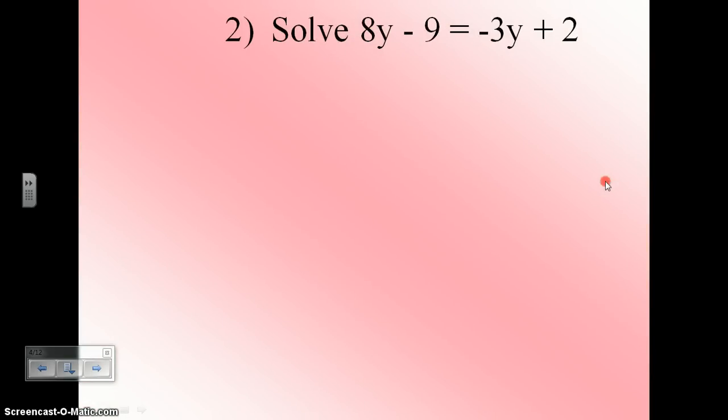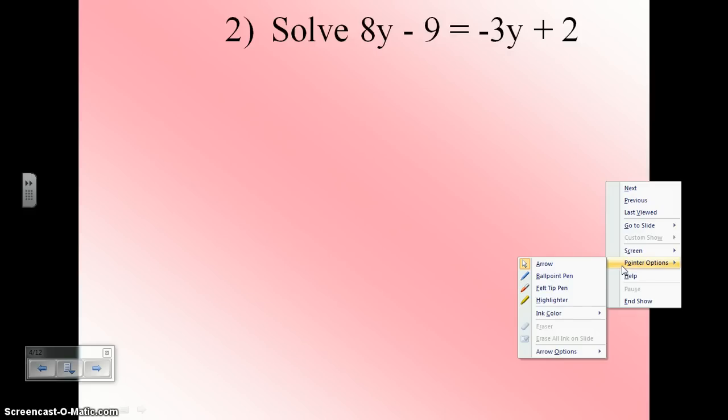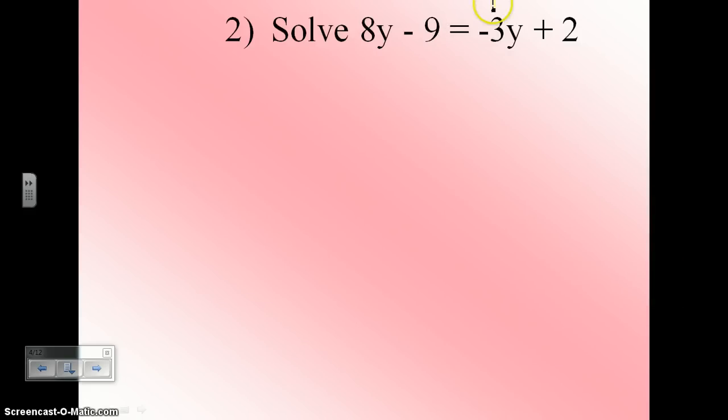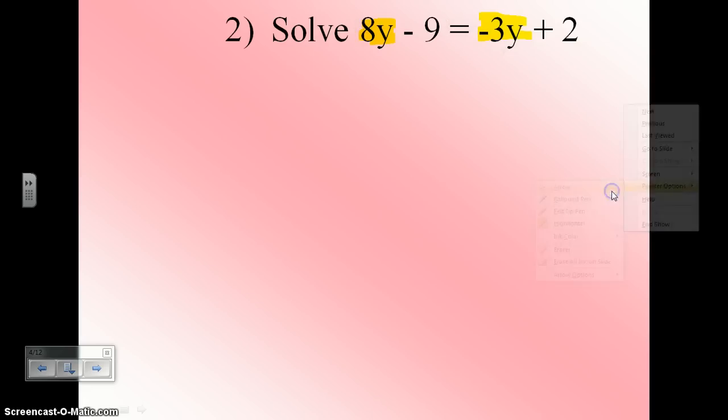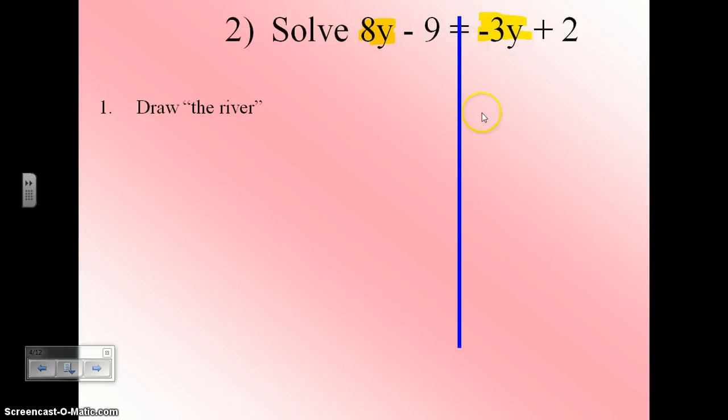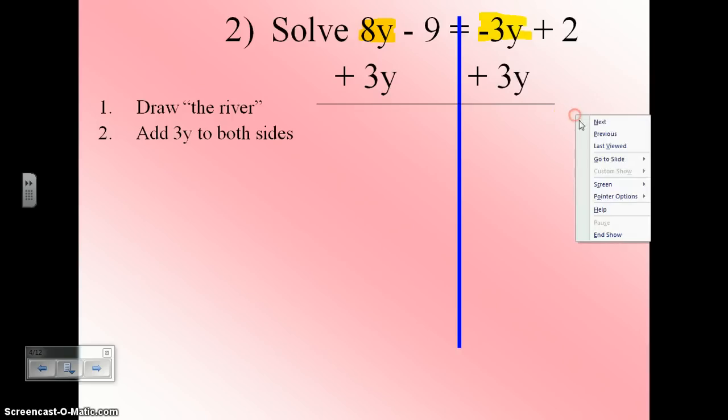Now let's look at this one. We have 8y minus 9 equals negative 3y plus 2. So we have this y and we have this y. So if you notice, they're on two different sides of the equal sign. Okay, so if we draw our river, they're on two different sides of our river. So we need to move one of the y's over. Well, let's move the negative 3y because it's the smallest number. So we're going to move it by adding 3y to both sides.